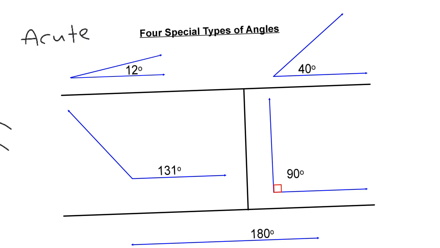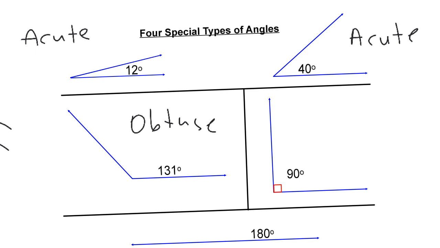The second angle over here is also acute because the measure is 40 degrees. Okay, now this would be obtuse, so that's also acute. Let me just put acute. 131 degrees, that will be obtuse. An obtuse angle is an angle whose measure is between 90 and 180.